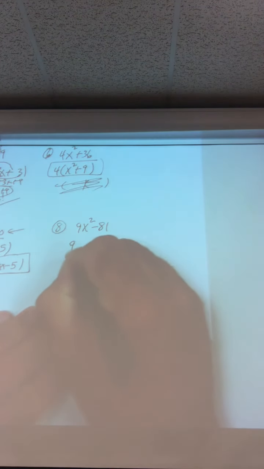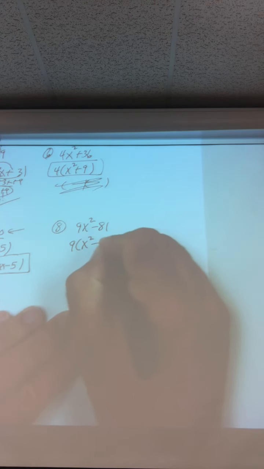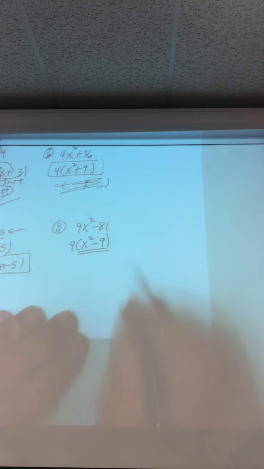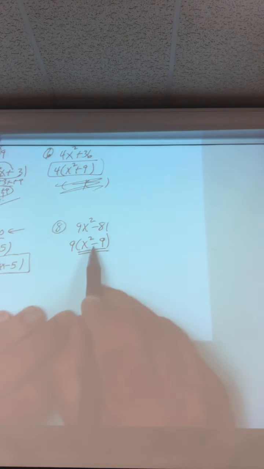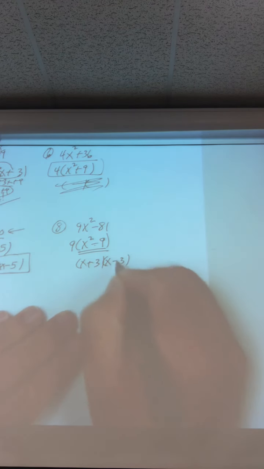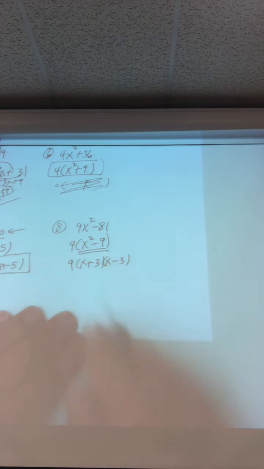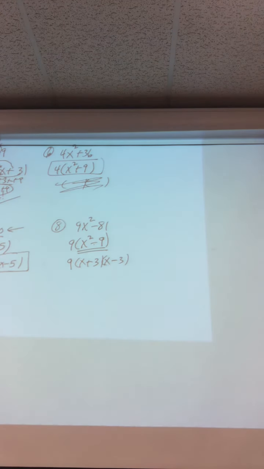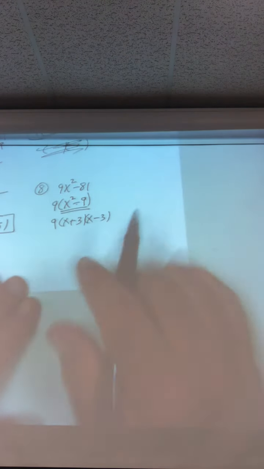Okay, what's the GCF between 9x squared and 81? The GCF is 9. Now, look, when I took the 9 out, is this the difference of two perfect squares? Yes. So that means it still will factor again. X squared is x and x, 9 is 3 and 3, and one's a plus, one's a minus. Don't forget to bring the 9 down. So this one was a difference of two perfect squares and GCF. But you have to do it in the right order. GCF always first. Okay, one more example here.